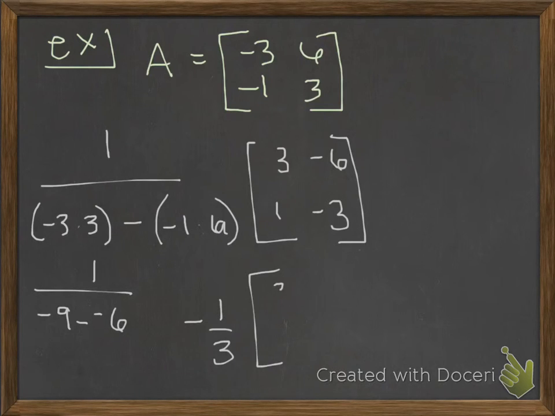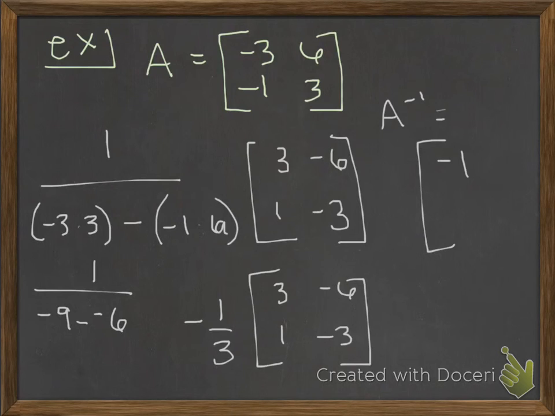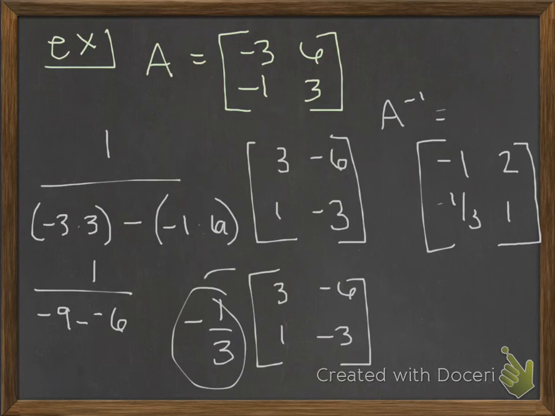And now we have to multiply this negative 1/3 in to all of these values, and that will represent our matrix. So the inverse of A will be negative 1, 2, negative 1/3, and a positive 1. And again, I got that by multiplying this negative 1/3 into all four of those values. So let's try one more.